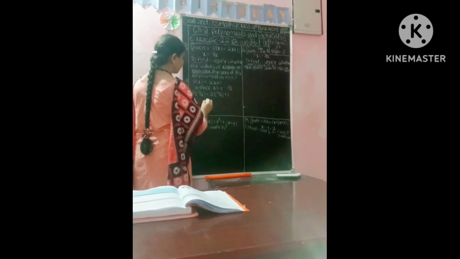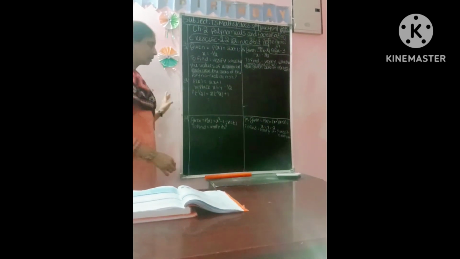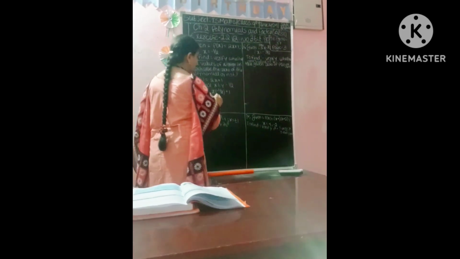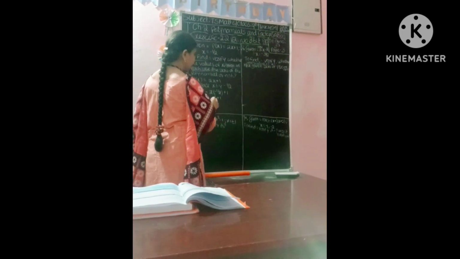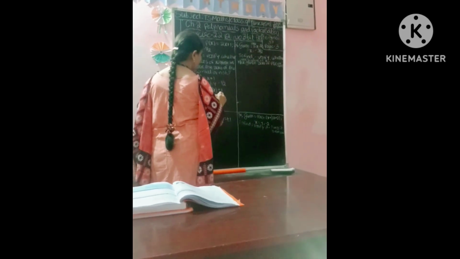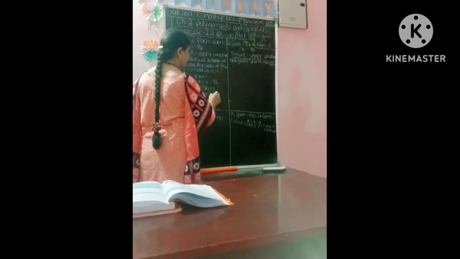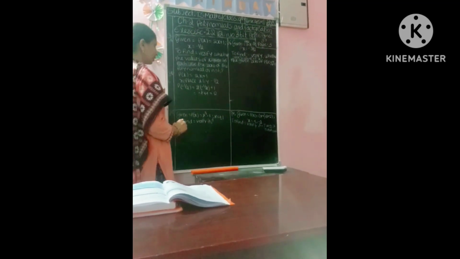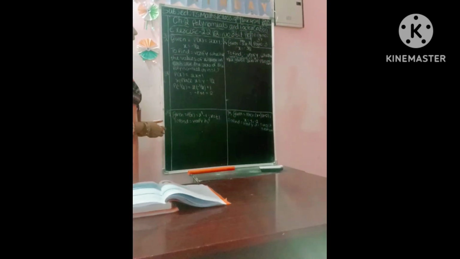So 2 and 2 are cancelled. Next, what is left is minus 1 plus 1. So it is minus 1 plus 1. It is nothing but both are cancelled. What value will we get? 0 value. So what is the zero of the polynomial?